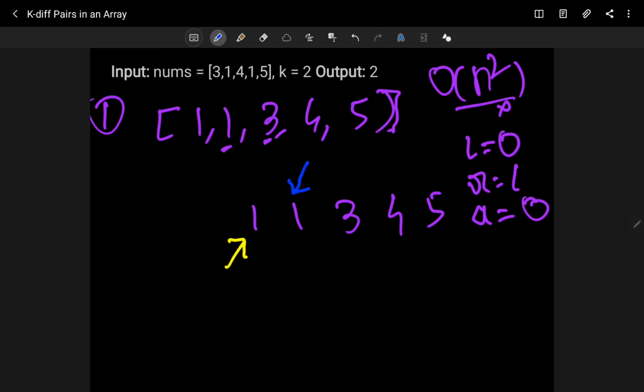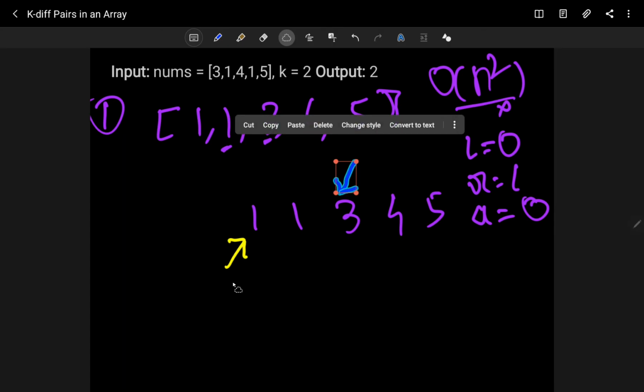The right counter will always start from 1, because there is no point in comparing the same index again and again. So now what will I check? First I will check whether the difference, right minus left, is less than 2, then we can increment our right. In this case, initially I check 1 minus 1, which is 0, and that is less than 2. Here our k is 2, so that means we can move our right counter.